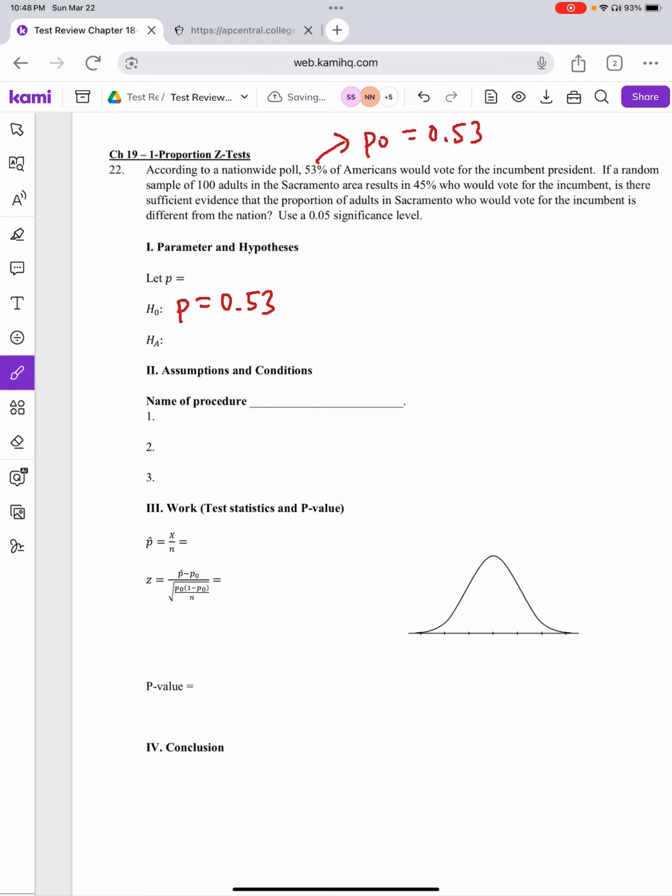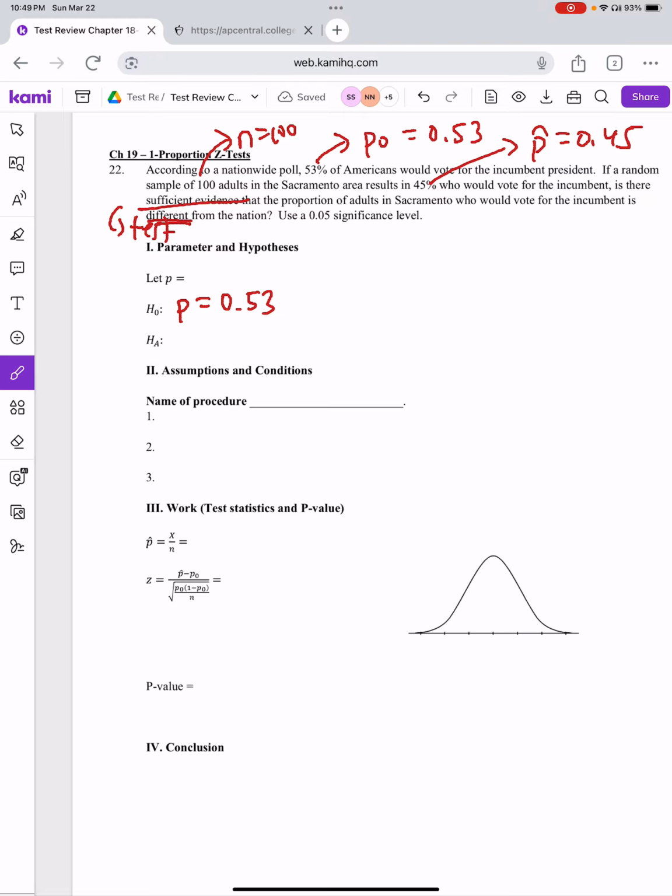If a random sample of 100 adults, so n is 100, the sample size is 100, 45%, so that's p hat, is 0.45, would vote for the incumbent president. So is there sufficient evidence, so this means that this is going to be a test, that the proportion of adults in Sacramento who vote for the incumbent president is different from the nation?